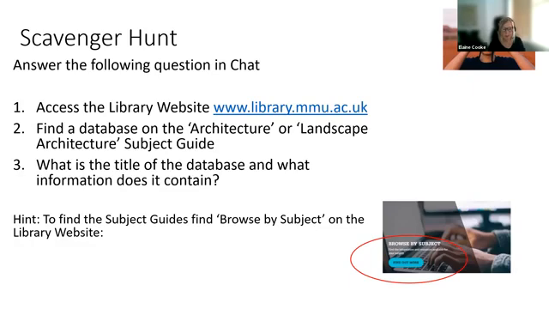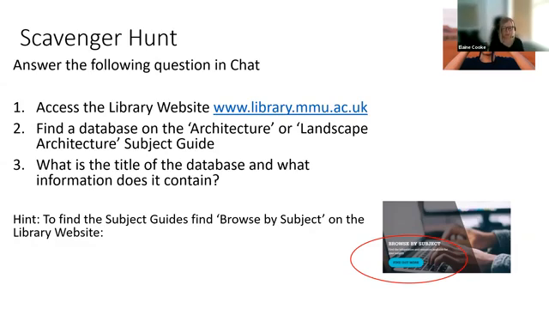The quickest way to get to the library website is just to Google MMU library, if you don't want to put the web address in. Then find Browse by Subject. You might need to scroll down the website page, find Browse by Subject, and then you'll get a list of our subject areas. You can select architecture or landscape architecture. Once you get to the guide, scroll down the guide until you see a link to explore databases.